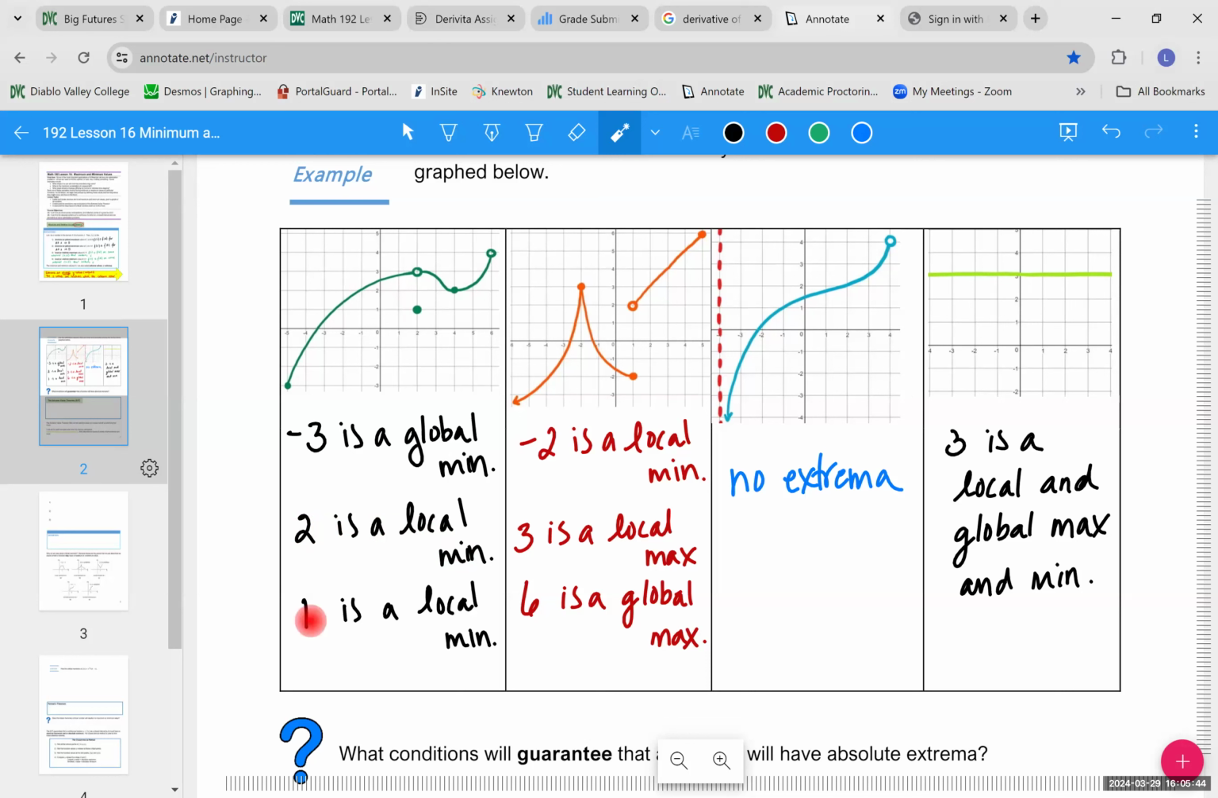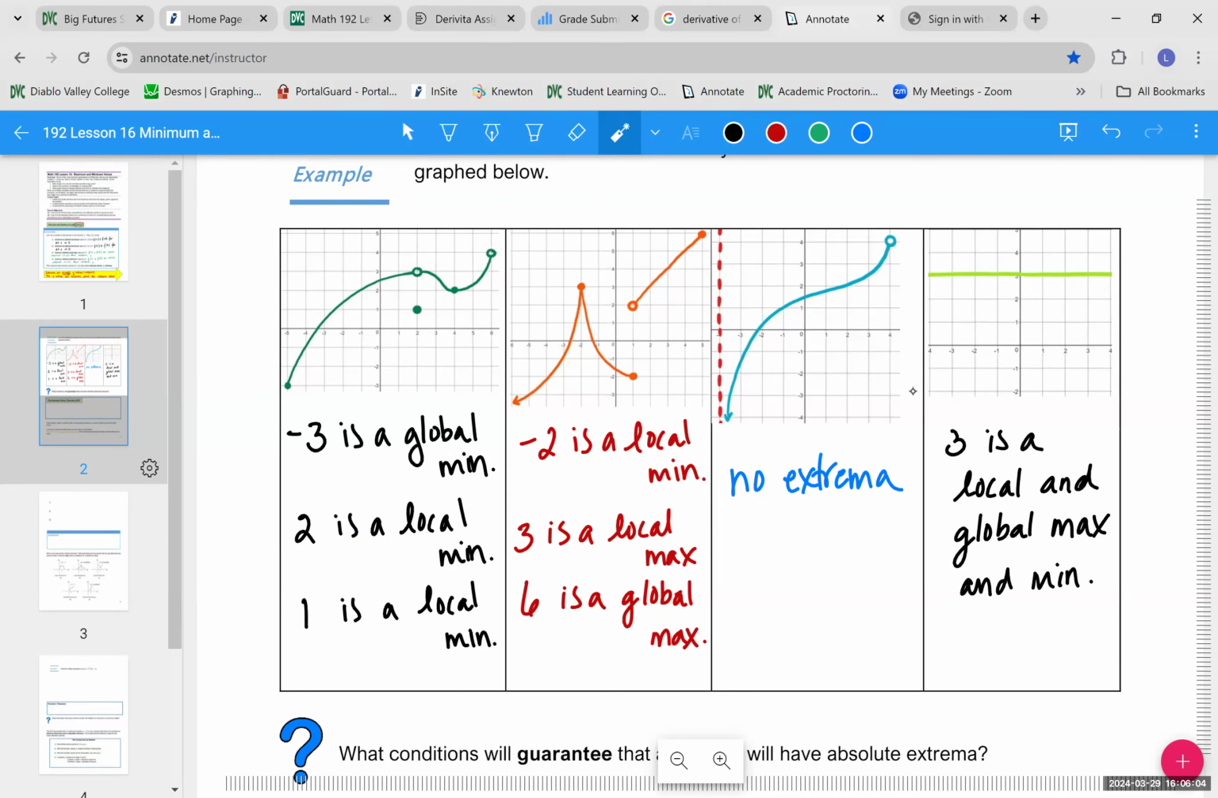I'm sorry, that's this one. The 1 is a local minimum because it's the y value. The y value is the 1. Okay. And then we have one more local min right here. The function kind of dips down, and in the neighborhood, this is the smallest y value, and that y value is 2. So 2 is also a local min.